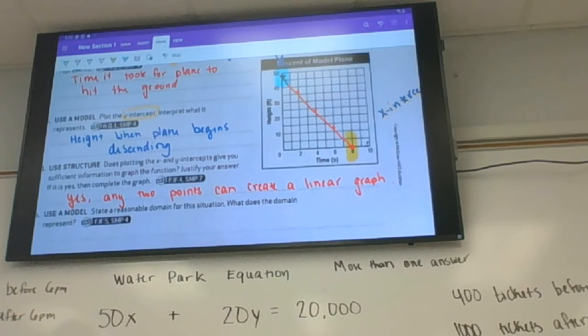Create a linear graph. If you observe that the data is linear, like when we saw it was going down 12 feet every 2 seconds, that means it's a straight line graph. Any 2 points, whether they're in.